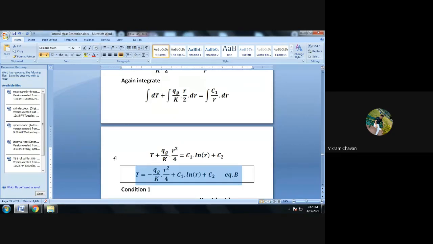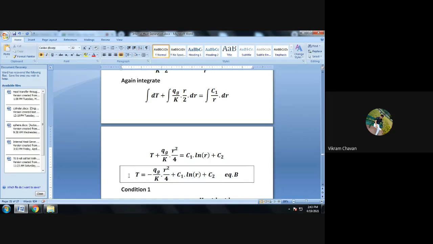Now here the conditions are different. One condition is same, but another condition is different, so we have to give more focus on the condition. So write down up to this particular point.